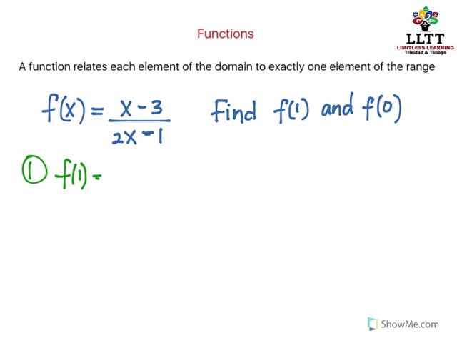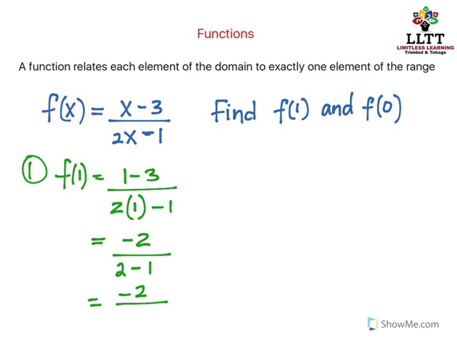F of 1 is equal to 1 minus 3 over 2 times 1 minus 1. 1 minus 3 is negative 2. 2 times 1 is 2 minus 1. So I have negative 2 over 2 minus 1 is 1. And anything over 1 is itself. So my answer is negative 2. So f of 1 is equal to negative 2.